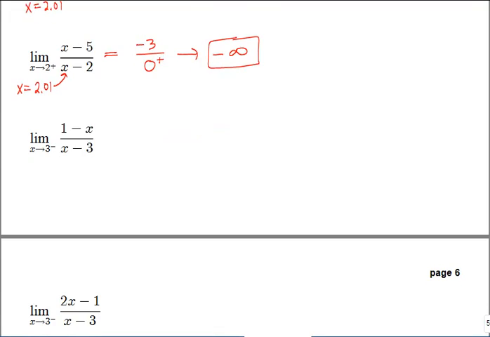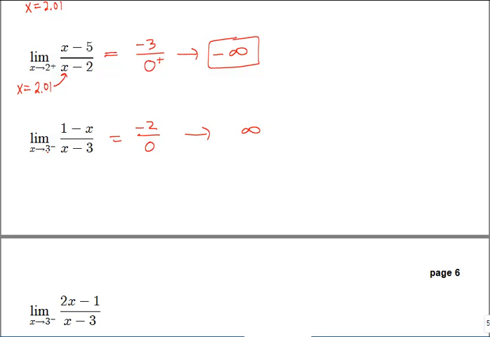Okay, let's try another one. If I plug in 3 into this limit, 1 minus 3 is negative 2, and 3 minus 3 is 0. So we have a constant over 0, so this is going to be infinite. The numerator is already negative. It's the bottom we have to look at.